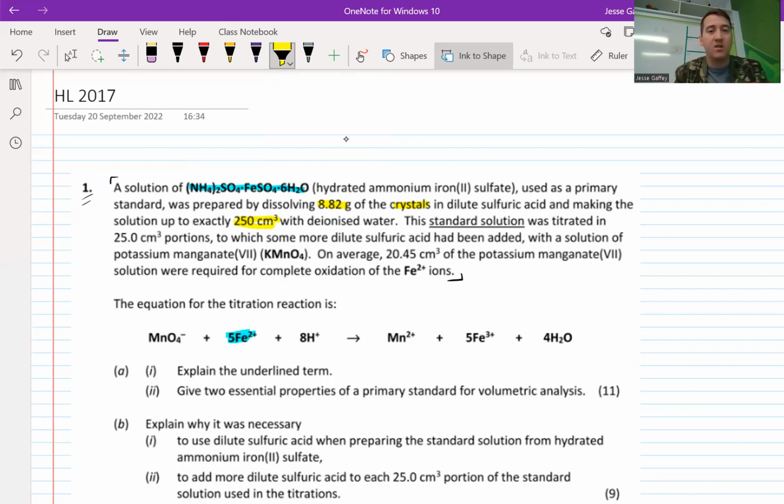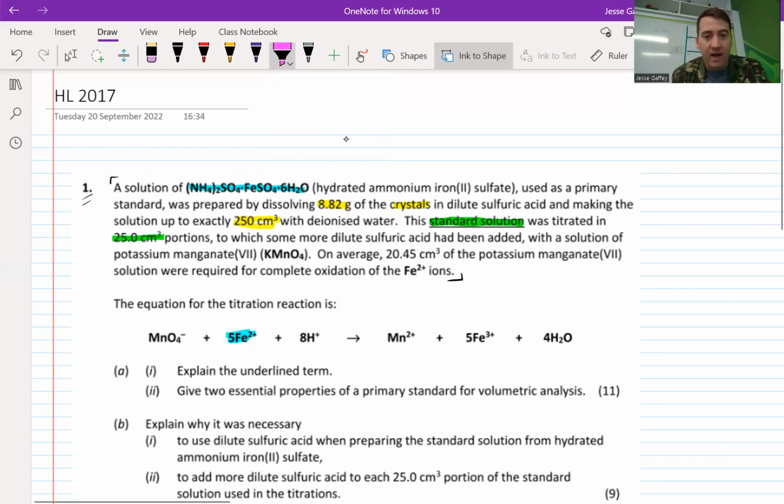This was now a standard solution, is what it says here. This was a standard solution, so that's important too. And it's underlined, which probably means we're going to have to explain what that means later on, and was titrated in 25 centimeters cubed portions. So that means the standard solution, which was the iron, was in 25 centimeters cubed portions, to which some more dilute sulfuric acid had been added with a solution of potassium permanganate. So the potassium permanganate was the other solution.